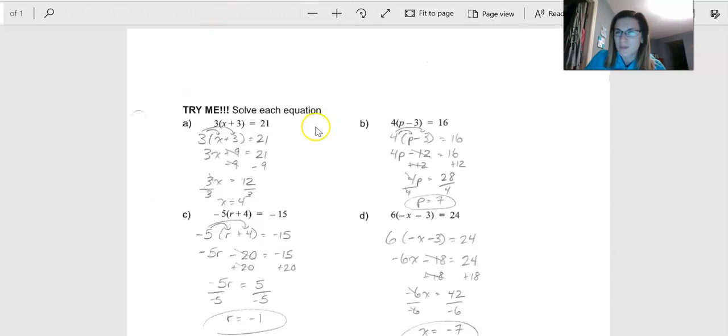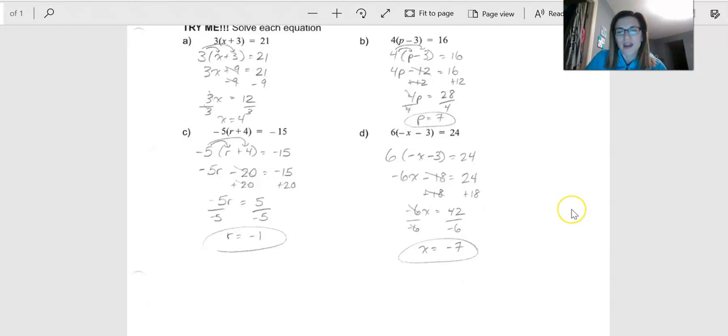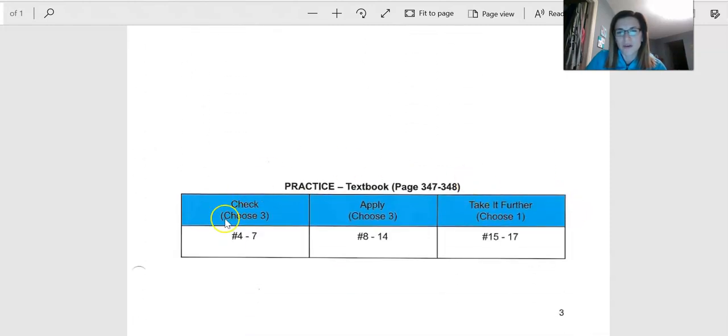All right, and last page is just a couple of examples. Feel free to pause this YouTube video and take a look at the work step by step. Again, it's going to take you through using that distributive property and then just solving for x. And at the bottom is also your textbook questions for today. I'll be posting a key on this tomorrow.